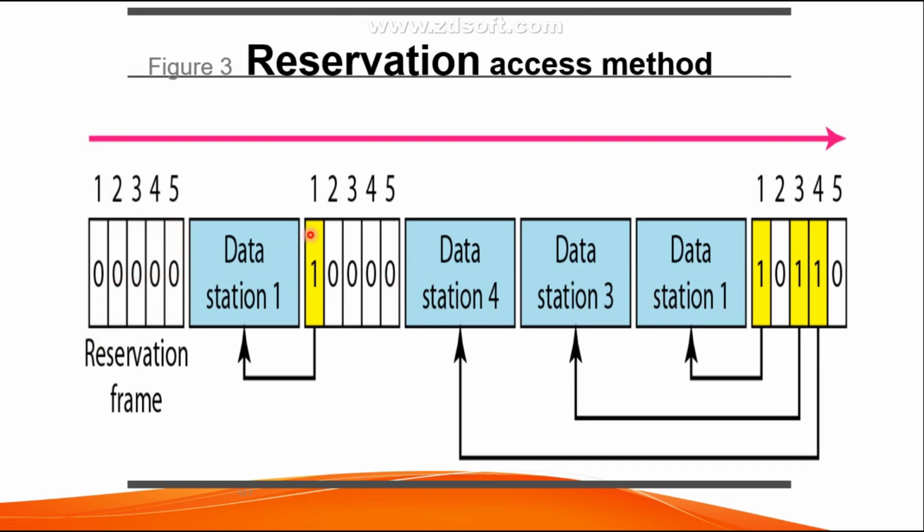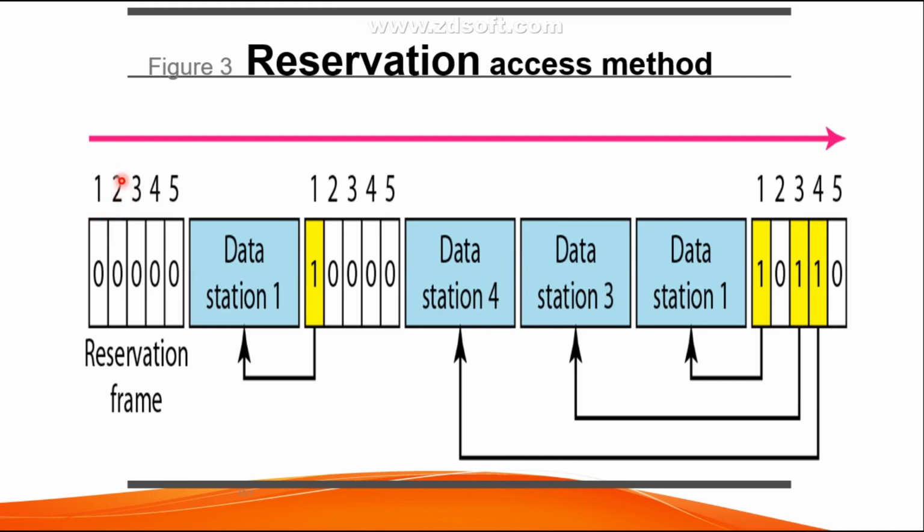Suppose there are n stations. Over here we have seen 4 stations, 1, 2, 3, 4. Then there are exactly n reservation mini slots in the reservation frame, and each mini slot belongs to a station. So 1, 2, 3, 4, 5. 5 slots are there, so we have considered 5 stations.